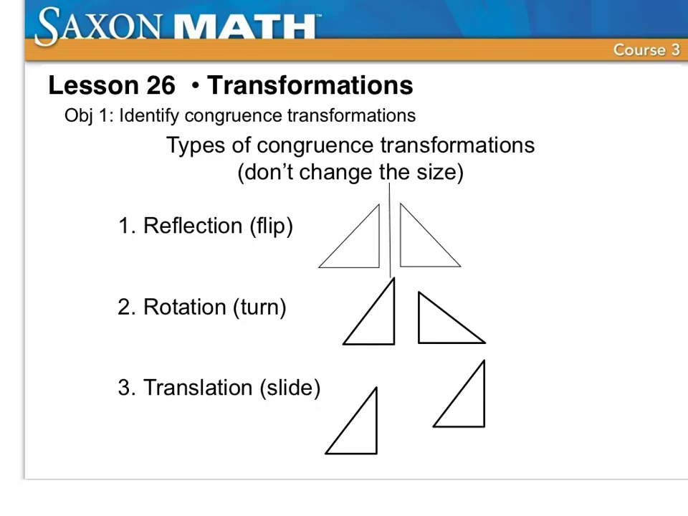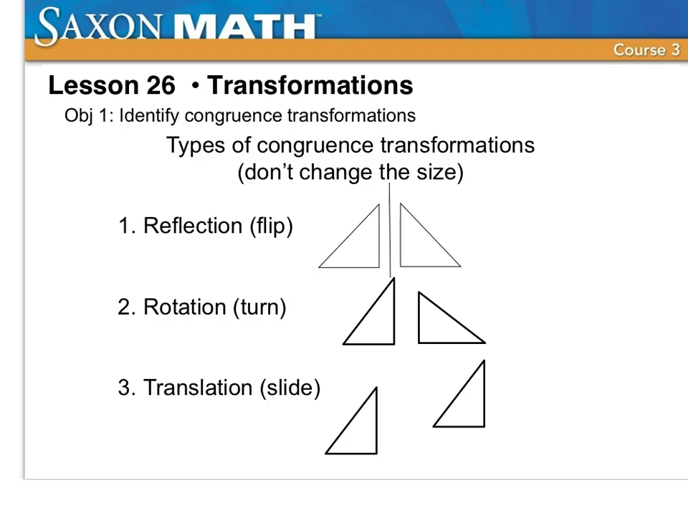Alright, this is lesson 26. We're talking about transformations. Okay, so we're talking about geometry now. Objective 1 is to identify congruence transformations. What that means is they're transformations that don't change the size or the shape of the object. Okay, so congruence transformations don't change the size.